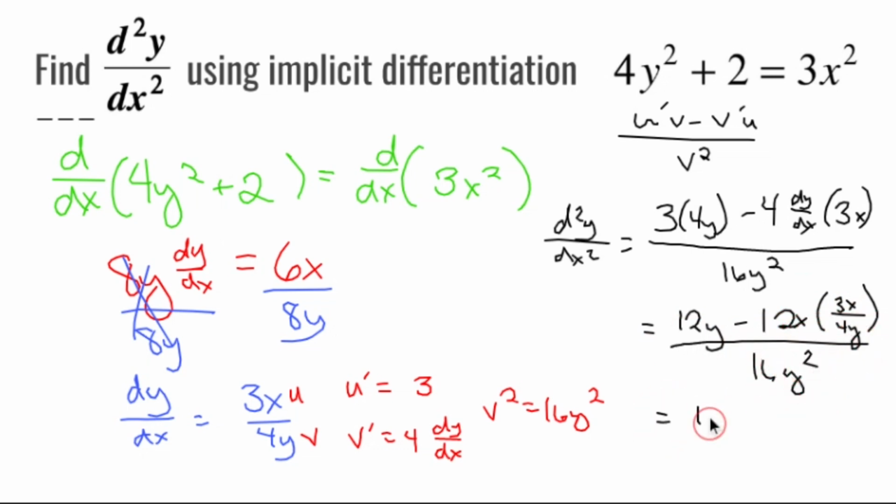So I have 12y minus, let me see, what will that be? 12x times 3x makes 36x squared over 4y. So that is 9x squared over y, minus sign, all of that over 16y squared. So I can maybe do a little bit more. I can pull out a 3, but other than that, I'm pretty much set.